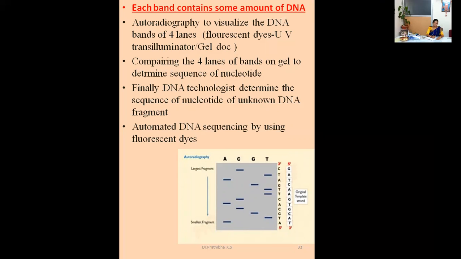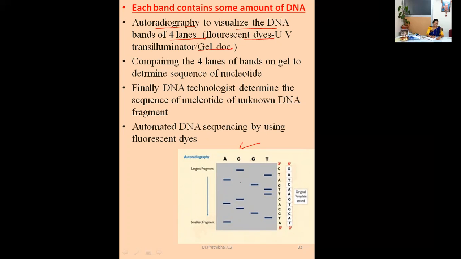Each band contains some amount of DNA molecule in the gel electrophoresis. After gel electrophoresis, we subject it to autoradiography to visualize the DNA bands of the four lanes. Fluorescent dyes can be used, or we can expose it to a UV transilluminator, or we can also use a gel doc. Here we compare the four lanes of bands on a gel to determine the sequence of nucleotides.